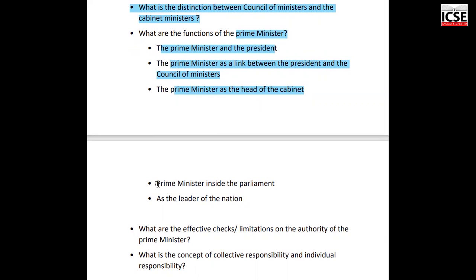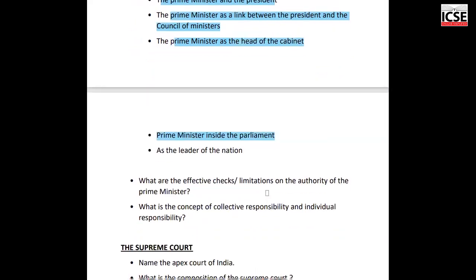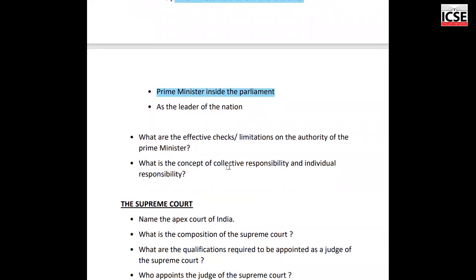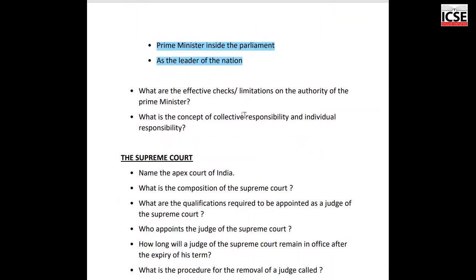Please learn them. Prime minister inside the parliament, what does he do? Spokesperson, defense policies. Again, there are 4 points. And finally, prime minister as the leader of the nation. This is also important. You should have at least 4 points ready. This can come as a long answer. It can come in the MCQ.